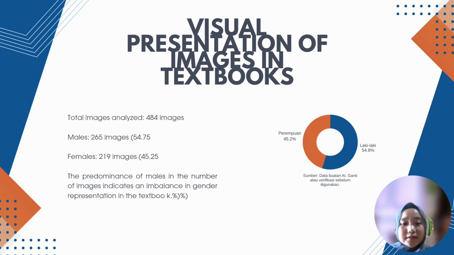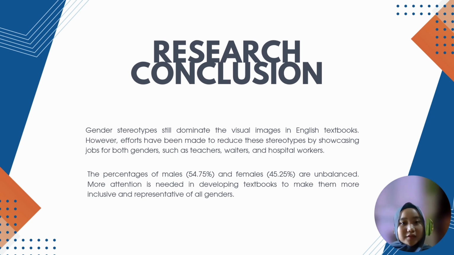Although the difference is not extremely large, it still shows an imbalance in gender representation. So next, research conclusion. In conclusion, gender stereotypes are still found in the visual images of English textbooks. Traditional representations can still be seen in physical appearances, clothing styles, accessories, and job distributions.